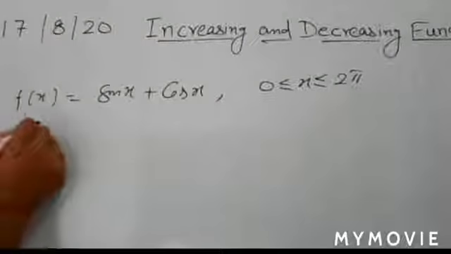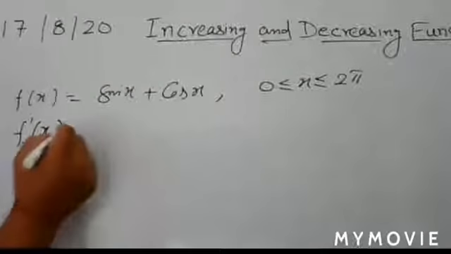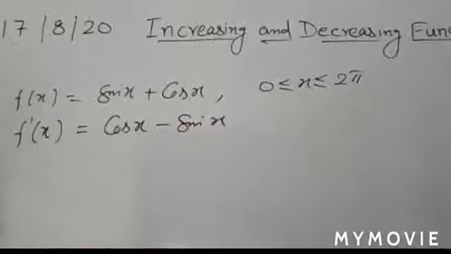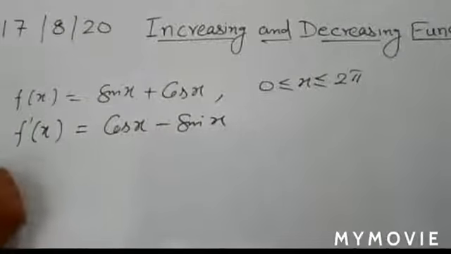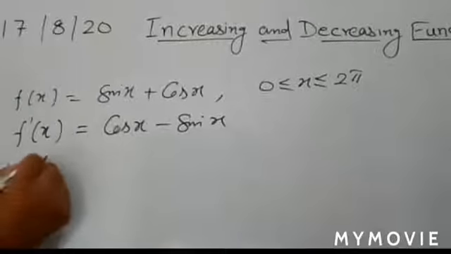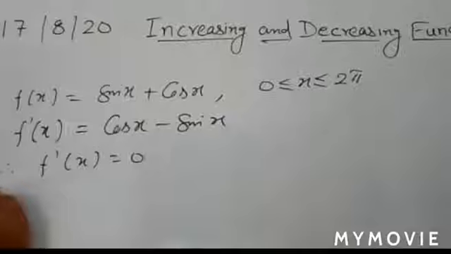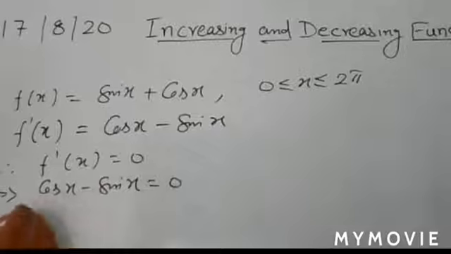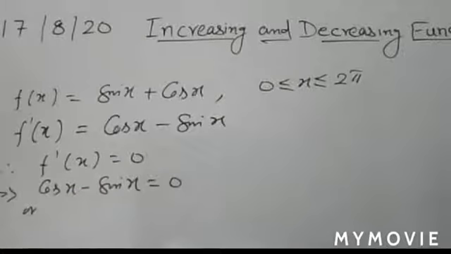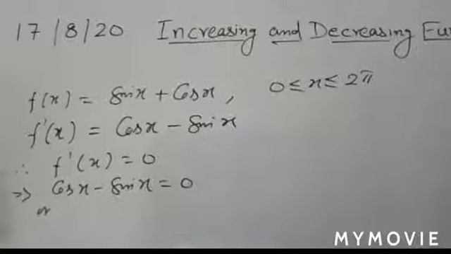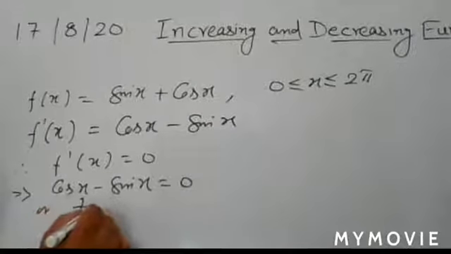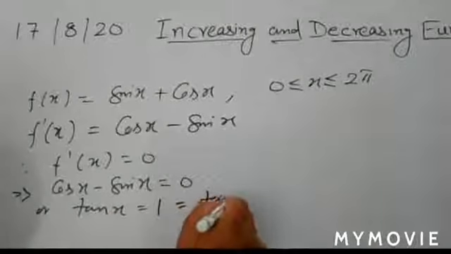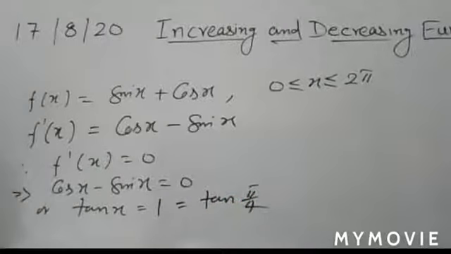So first of all you have to take its derivative. f'(x) = cos x minus sin x. Then you take f'(x) equal to 0. So this implies cos x minus sin x is equal to 0, or cos x is equal to sin x, or tan x is equal to 1, and that gives tan of pi by 4.